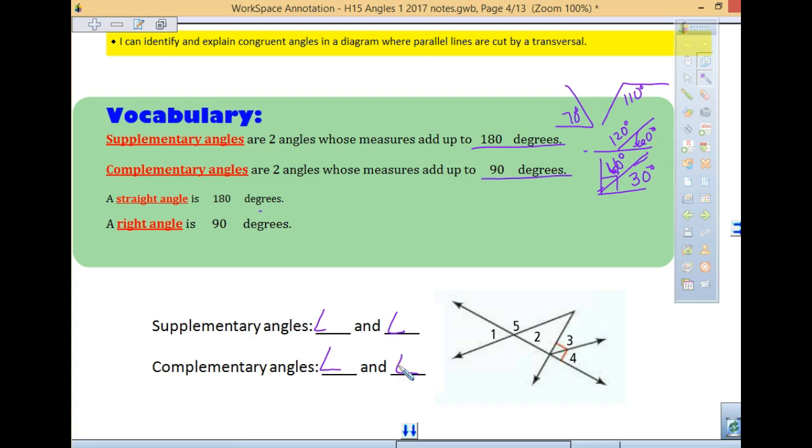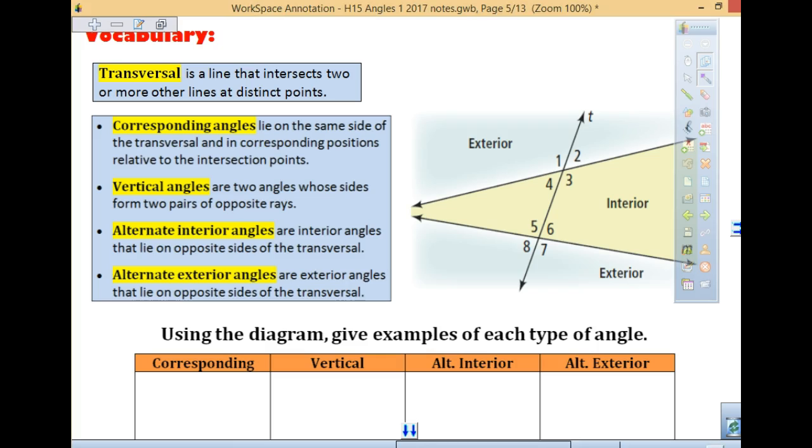Avery, Danielle, give me a supplementary pair. 5 and 1. Did anyone have a different pair other than 5 and 1? What else could I have had? Could have had 5 and 2, right? Angle 5 and angle 2. It could be this way supplementary or it could be this way supplementary, right? They total 180 degrees. My only option for complementary, Adam, what do you guys have back there? 3 and 4. Okay? Those are my only options when I look at those 2.